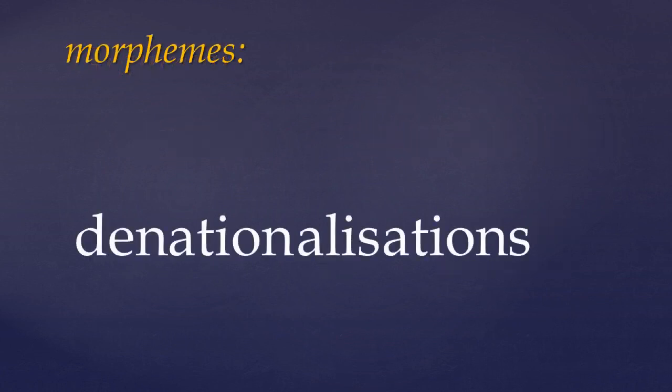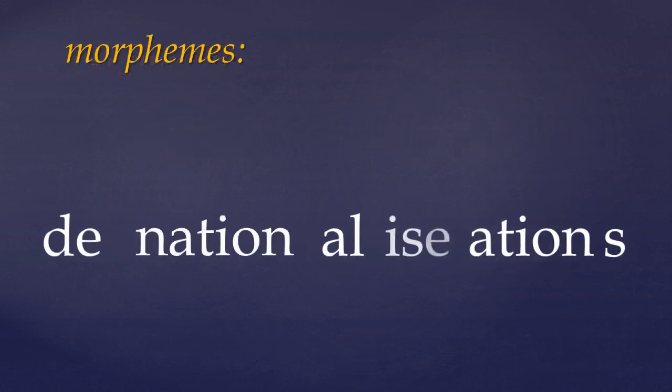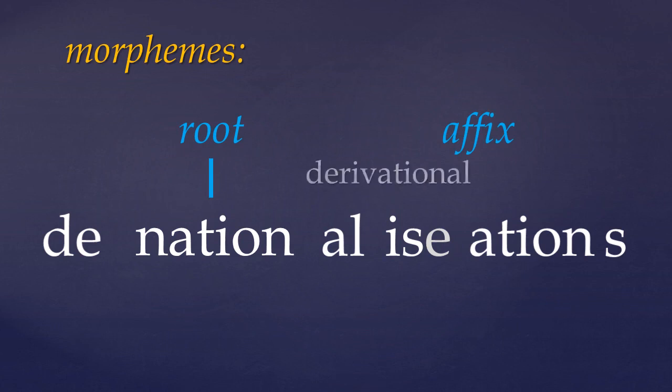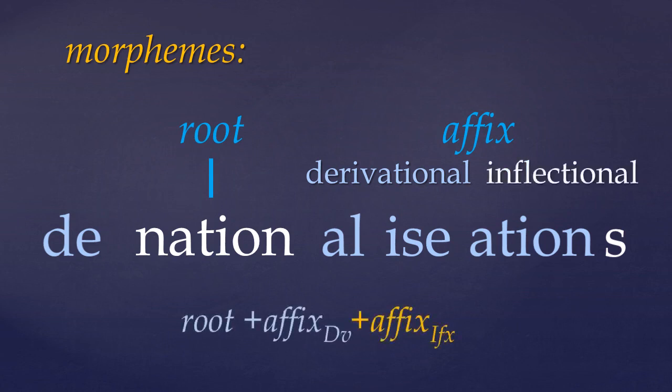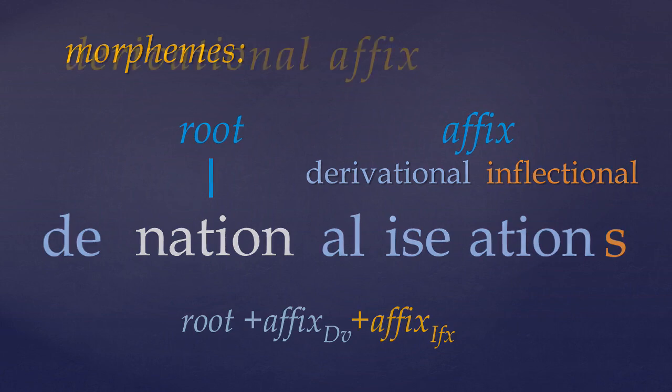Now, morphemes are the building blocks from which words are made, and from the point of view of their function, we can divide them into three classes: the root, which carries the basic meaning of the word, and affixes, which in turn can be divided into derivational, those which alter the meaning of the word, in effect creating a new word, and inflectional affixes, which place grammatical meaning, like plurality, onto the words.